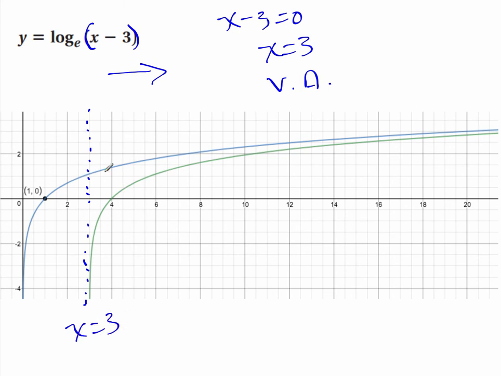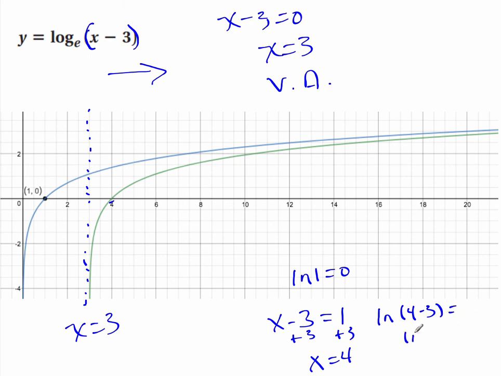To find where it crosses the axis, you take what is in the argument, x minus 3, and you set it equal to 1, because I know the natural log of 1 is 0. So when I solve this, add 3 to both sides. All right. What this tells me is the natural log of 4 minus 3 is the natural log of 1, which is 0. So this tells me it's going to cross the axis at x equals 4, y equals 0. So you can sketch that point in and draw your curve.